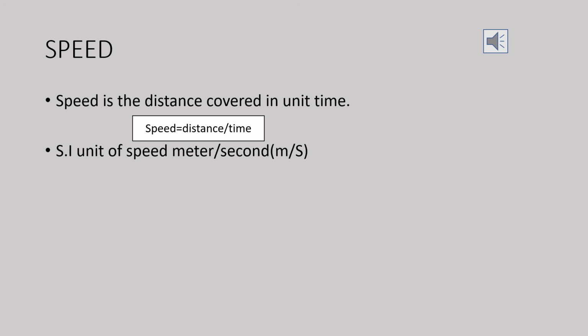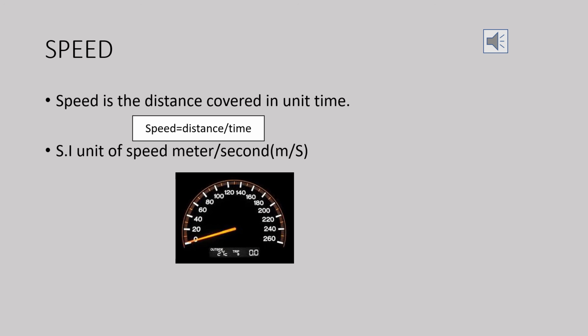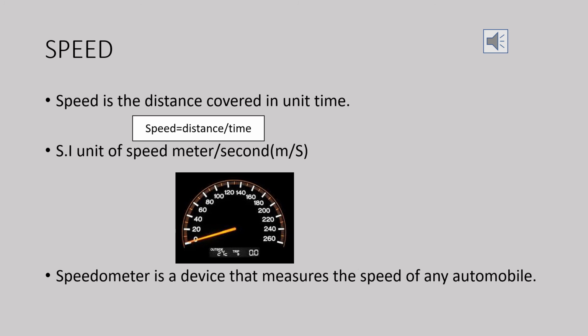Speed. Speed is the distance covered in unit time. Speed is also mathematically said to be distance by time. Here, the SI unit of speed is meter per second. And this, which we can see, is a speedometer. Speedometer is a device that measures the speed of any automobile.